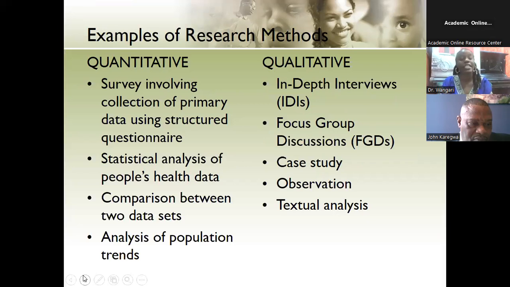And then statistical analysis of people's health data, that's also a quantitative method. You can take even a secondary data set and do a statistical analysis of it. Comparison between two data sets, that is actually quantitative. And then with that comparison, you can see figures and trends and patterns. And then obviously analysis of population trends. There's a lot of big data that's actually quantitative. Then when we talk about qualitative methods, we talk about in-depth interviews, focus group discussions, case study, observation, textual analysis. Those are some examples of qualitative research methods.